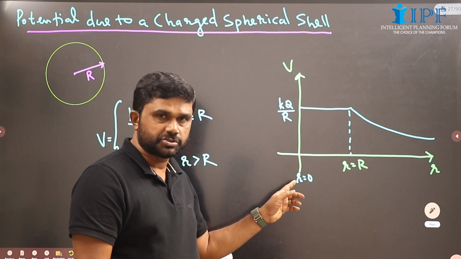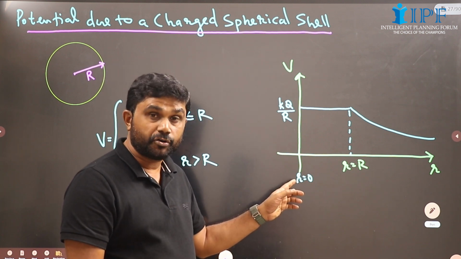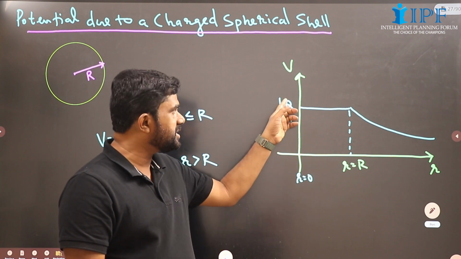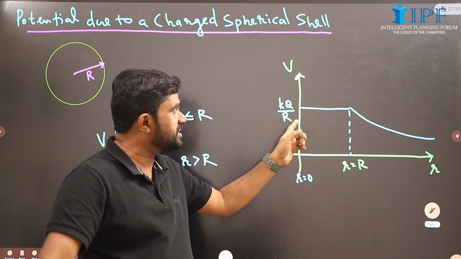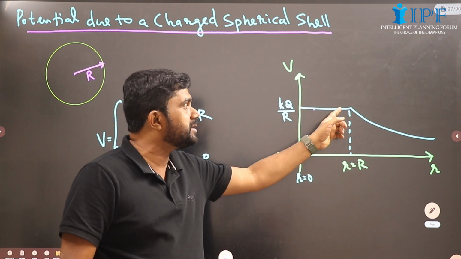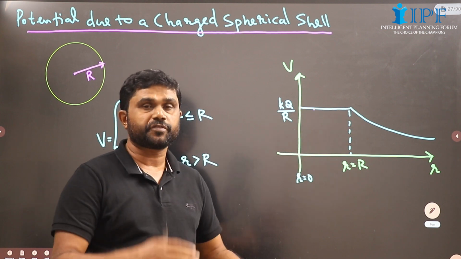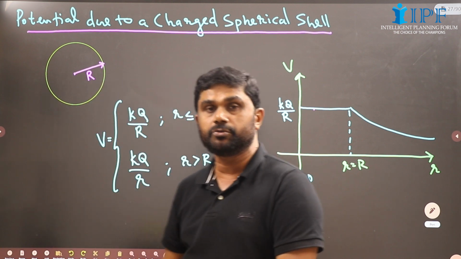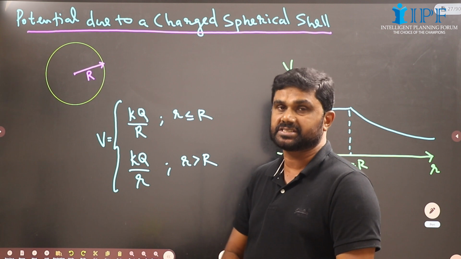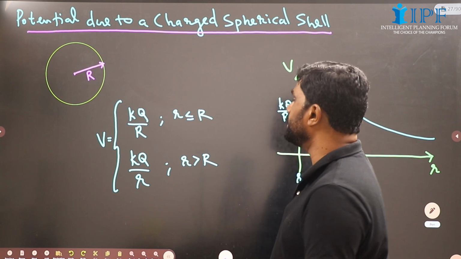Here small r equal to 0 means at the center of the shell. The potential is KQ by R. As we move from the center to the surface, the potential remains constant. So from the center up to the surface, the potential has a constant value and it is equal to the potential at the surface. So it is KQ by R.